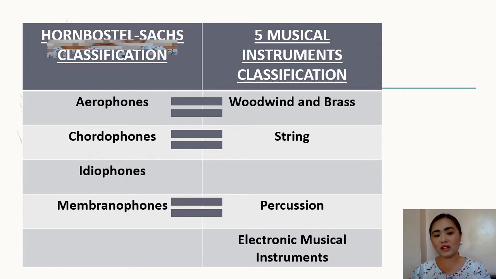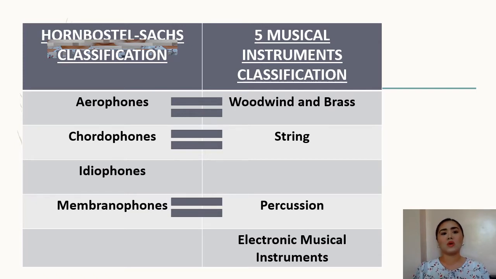For the five musical instrument classification, we are accustomed to classifying our instruments as woodwind, brass instruments, string instruments, percussion instruments, and electronic musical instruments.